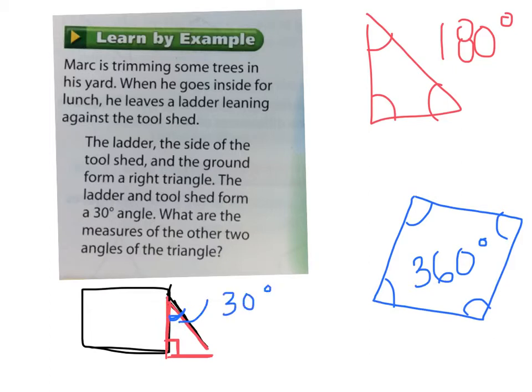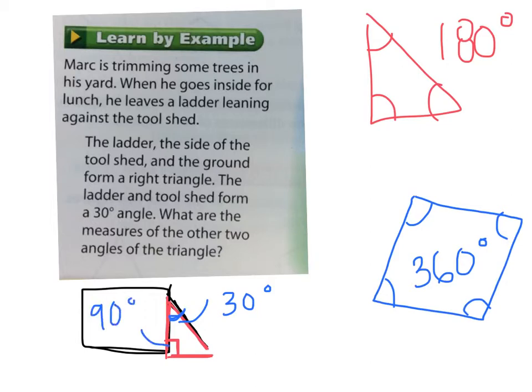It says, what are the measures of the other two angles of the triangle? So how many angles do we have to give to solve this problem? 2. It says, what are the measures of the other two angles? So they told us 30 degrees. They want to know how much the other two angles are. So how many angles do we have to give? 2. Do we already know what one of them is? Yes. One of them is? 90 degrees. So we know that this one is 90 degrees.